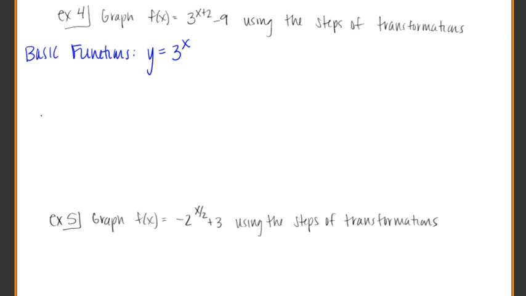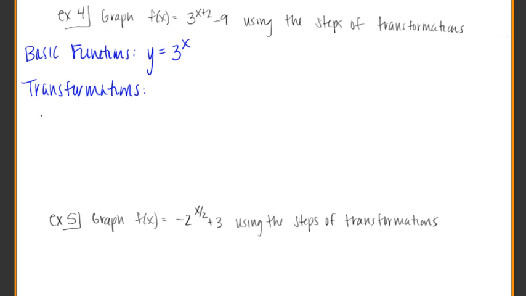Everything else up there is technically a transformation. So your basic function for an exponential is always going to be your base to a power of x, always. It's just in this case the base is 3, sometimes it'll be 2 or something else. Alright, now the transformations. And let's make sure we list them in order.